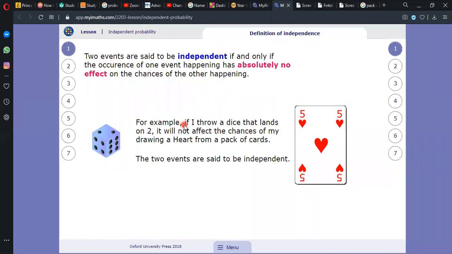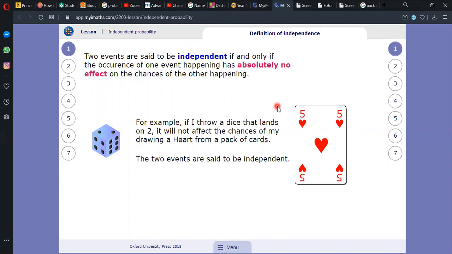two events are said to be independent if and only if the occurrence of one event happening has absolutely no effect on the chances of the other happening.